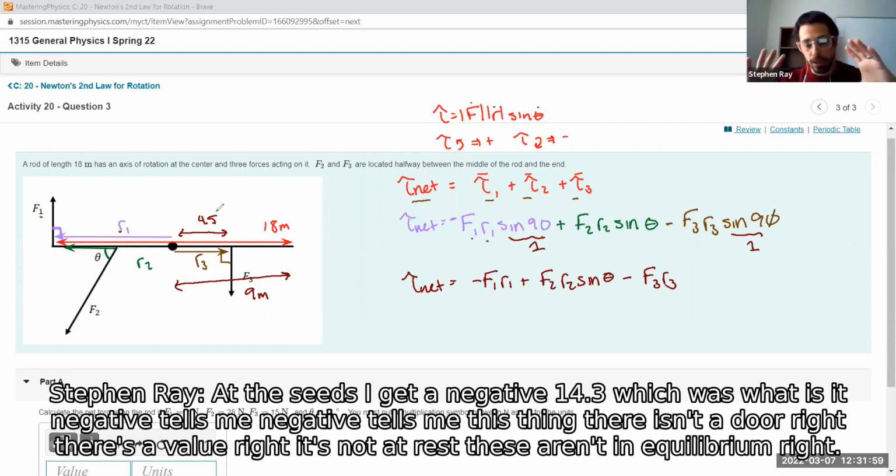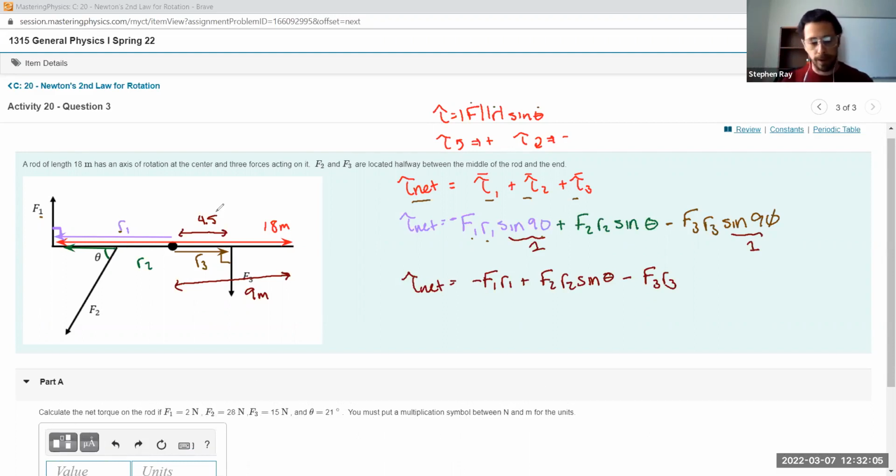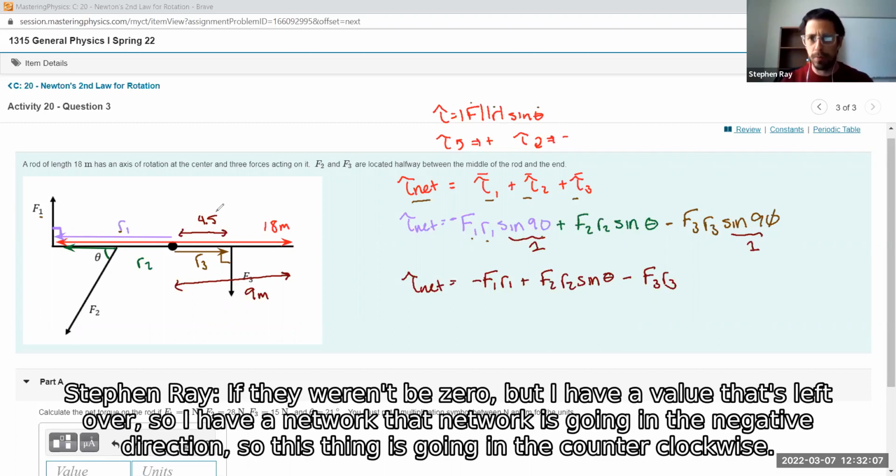So what does a negative tell me? Negative tells me there is a net torque, right? There's a value, it's not at rest. These aren't in equilibrium, right? If they were, it'd be 0. But I have a value that's left over, so I have a net torque. That net torque is going in the negative direction, so this thing is going counterclockwise.